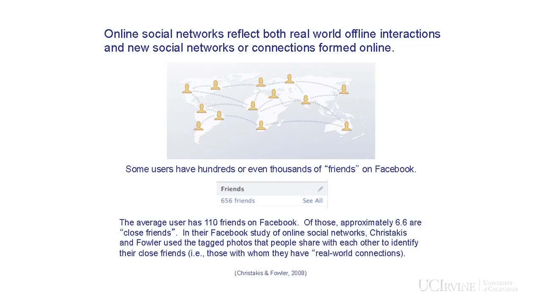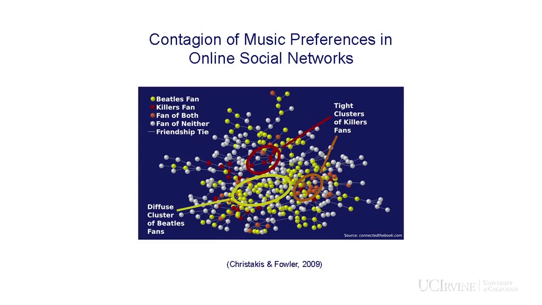So these online social networks are reflecting both your real-world offline interactions as well as these new virtual connections. Now, what they found is that, just like they did in the Framingham Heart Study, where they were looking at how people influence each other getting heavier or lighter, if somebody in your network gets lighter, you tend to get lighter, not heavier.